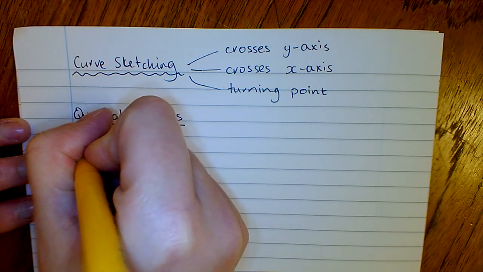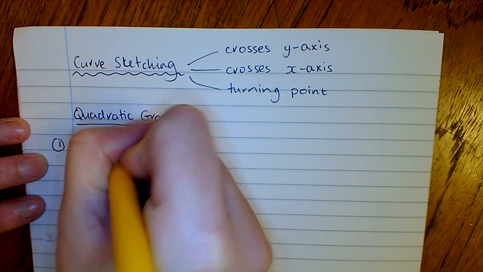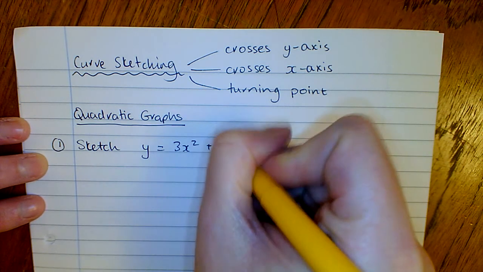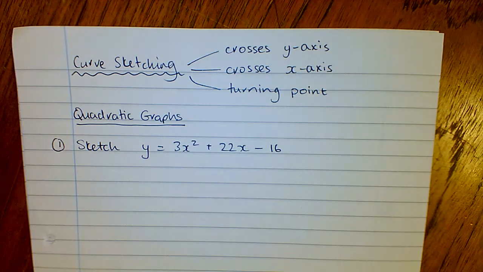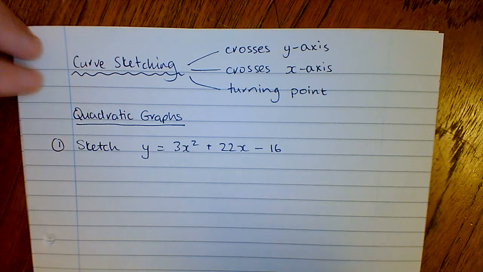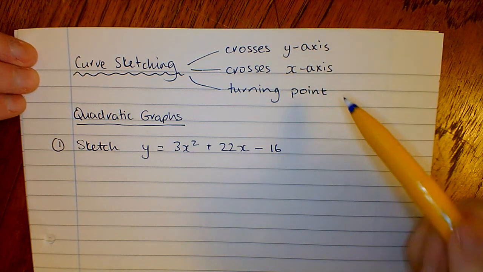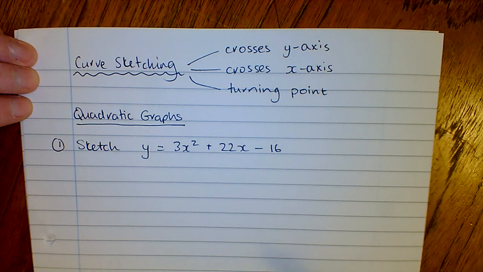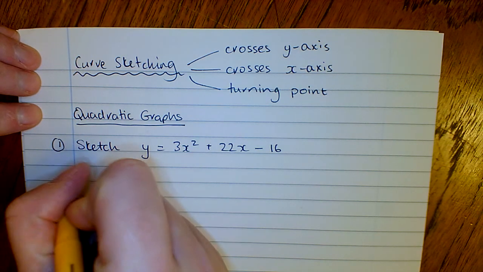So our first question is to sketch y equals 3x squared plus 22x minus 16. So quite often in your exam, the question will lead you through this. The first part of the question will be find where it crosses the y-axis. Second part, find where it crosses x. Then what's the turning point, the nature of the turning point, then sketch the curve. So we're just doing it all as one here.